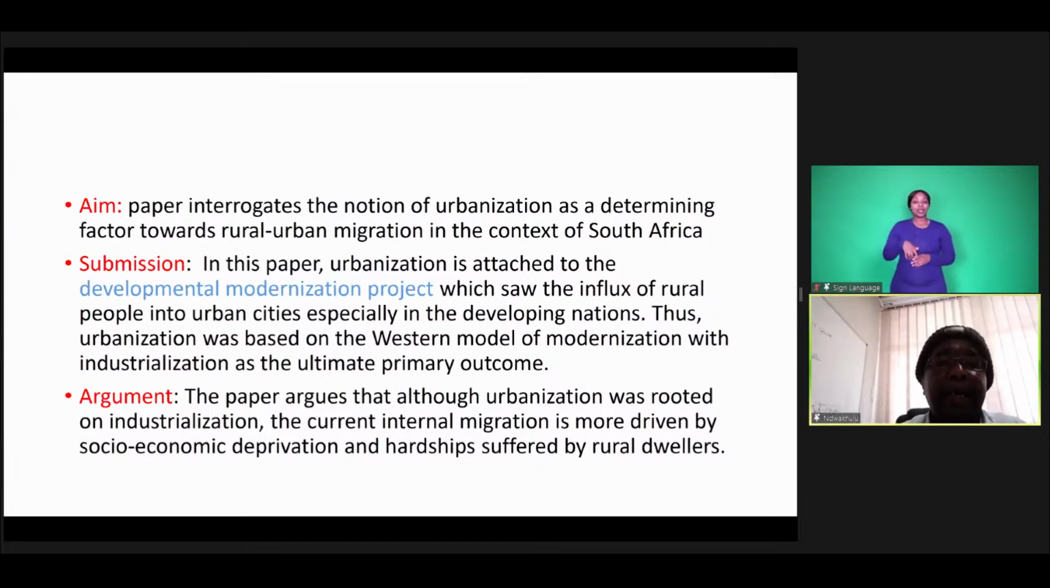As I indicated, in this paper we want to submit that urbanization is more attached to the developmental modernization project, which saw the influx of rural people into the cities, especially in the developing nations, based on the Western model of modernization, which means it was more linked to industrialization. And if we recall a scholar like Manuel Castells, he talked about dependent urbanization, that it was more dependent on industrialization. And that is very key in this paper.